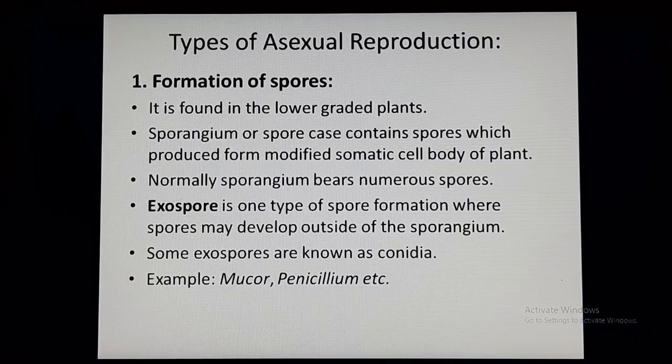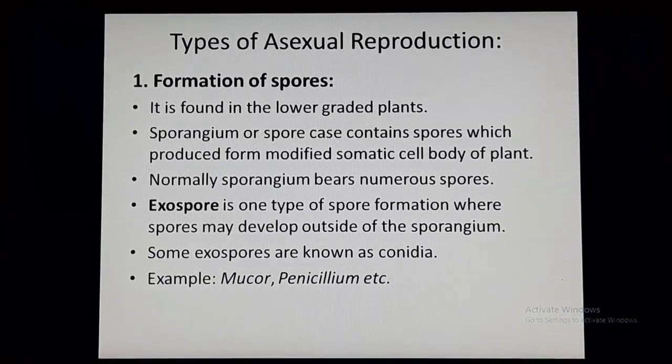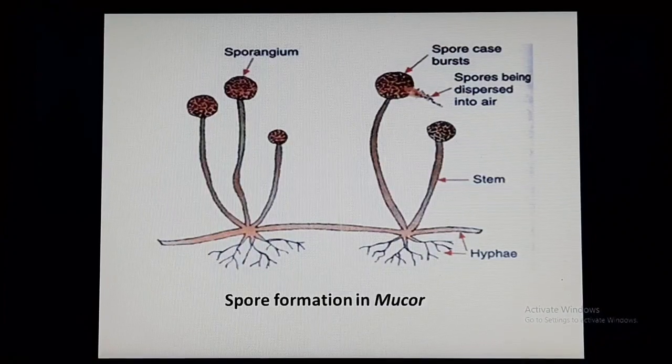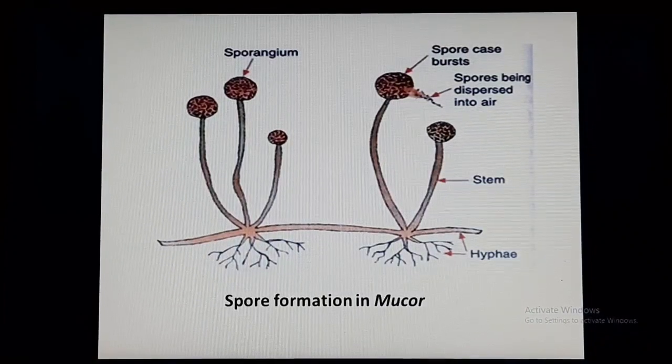So these fungi are basically involved in asexual reproduction, and the way of asexual reproduction is the formation of spores. Just look at the next slide, where there is the diagram of formation of spores in mucor. If you see the long individual one, which is called the stem, it has various branches, which are called hyphae, and this stem at the top contains a bag.